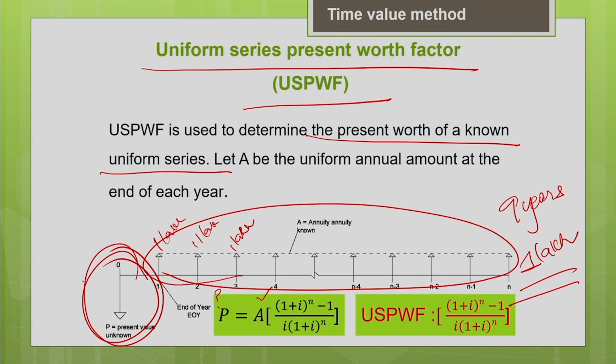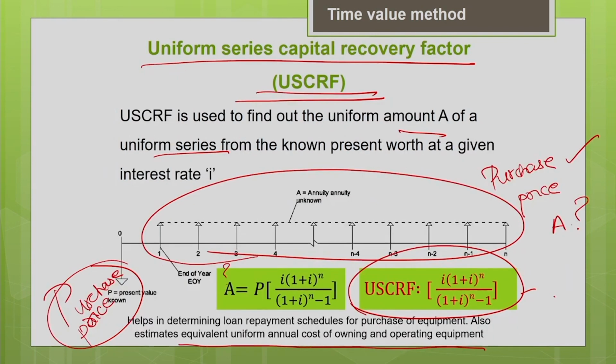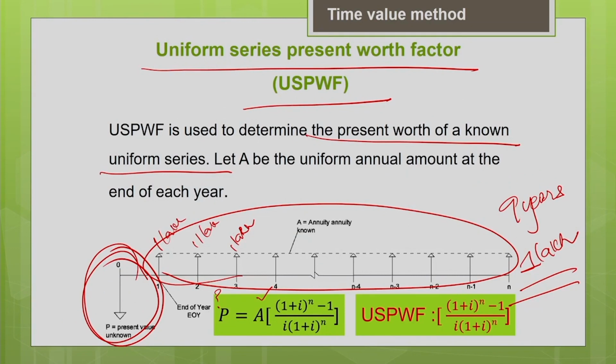So I can find the present worth of the known series of cash flows using this uniform series present worth factor, which is nothing but a transpose of the earlier formula we discussed. It is a transpose of the uniform series capital recovery factor. So here you can see that P is made equivalent to A by this uniform series present worth factor.